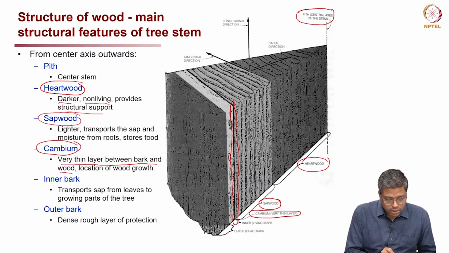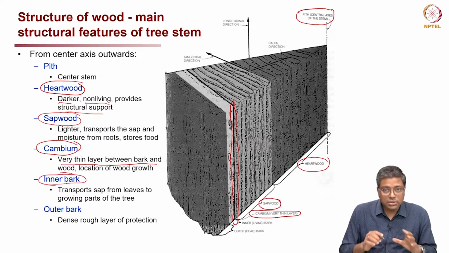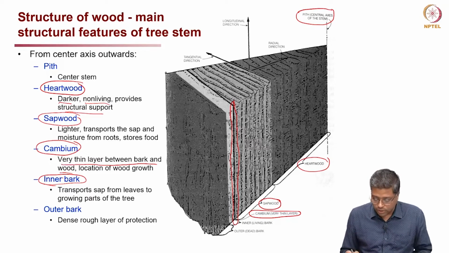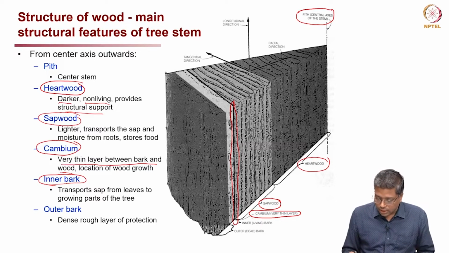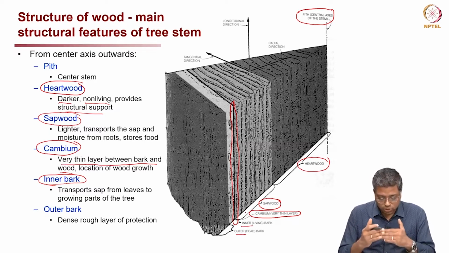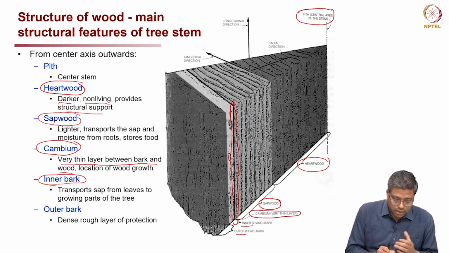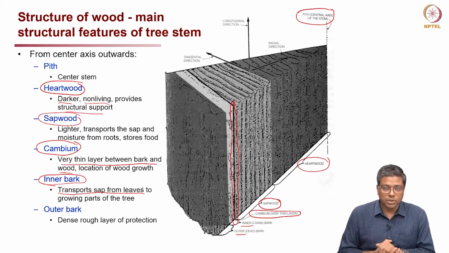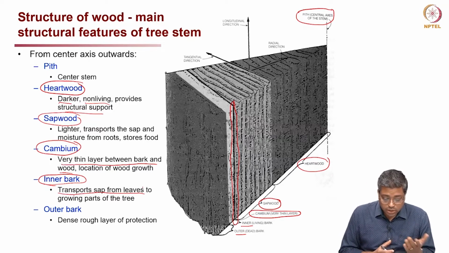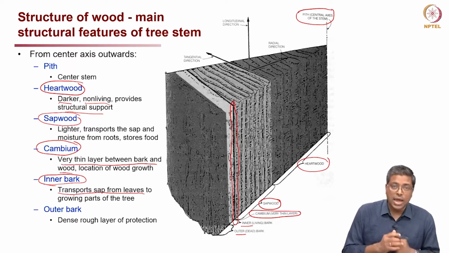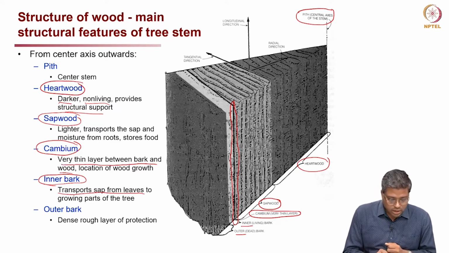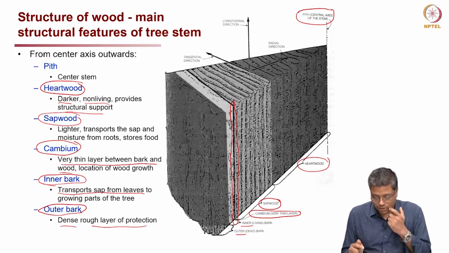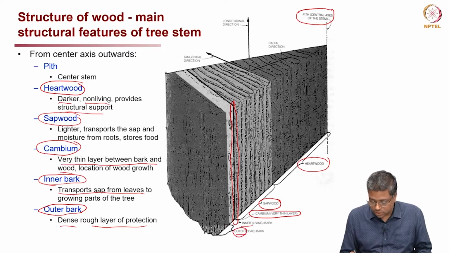Cambium. Now, inner bark is another. Bark is looked at as the outer shell of the core wood, and there are two categories, two regions for this bark: the inner bark and outer bark. Inner bark transports the sap from leaves to the growing part of the tree. Now, which is that growing part of the tree? That is the cambium, we just discussed that. Outer bark is the dense or rough layer just for protection. So, this portion here is just for protection.